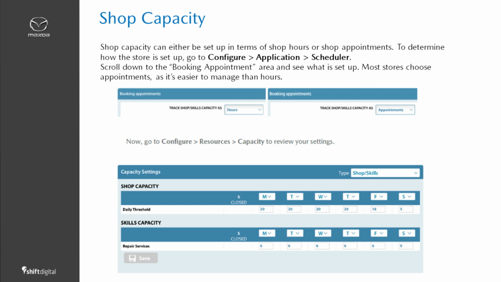So using this example, out of the 20 total hours, a maximum of 6 hours are reserved for repair, diag, and etc. If the shop capacity were set up by appointments, 20 appointments would be the maximum number of appointments. Of those 20, a maximum of 6 could be repair, diagnostic, etc.